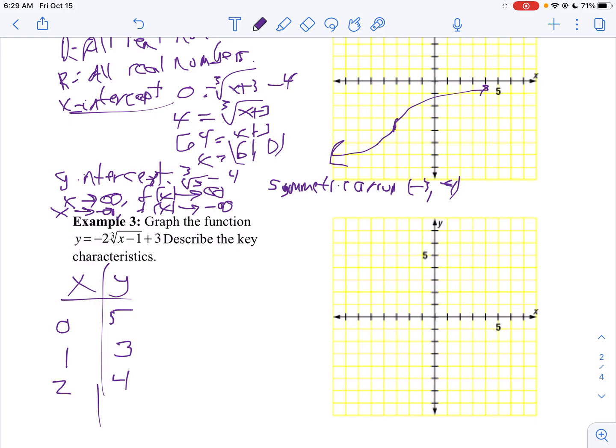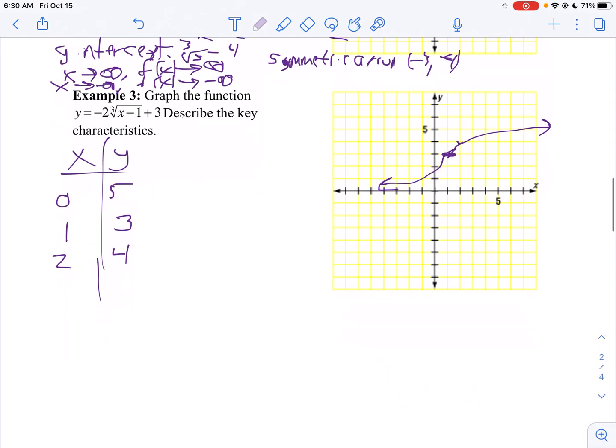I think that should be enough points for us to get an idea of where we're going here. So I'm going to do to the right 1 and up 3. And then when I go over 2, I'm going to be up 4. So my graph looks like this. So now let's describe the key features. And once again, my domain and range, they're the same. It doesn't matter about the transformation. So my domain is all real numbers.